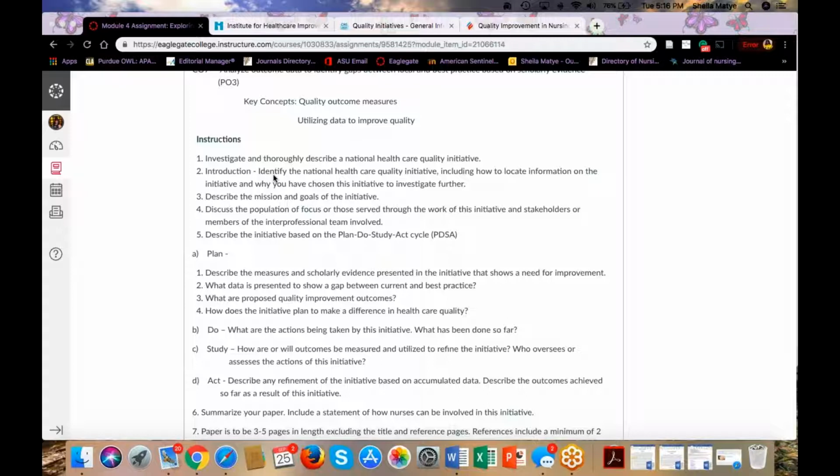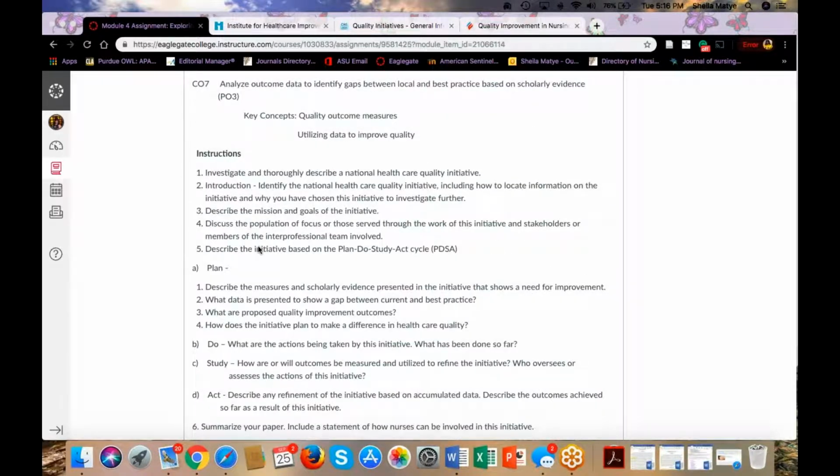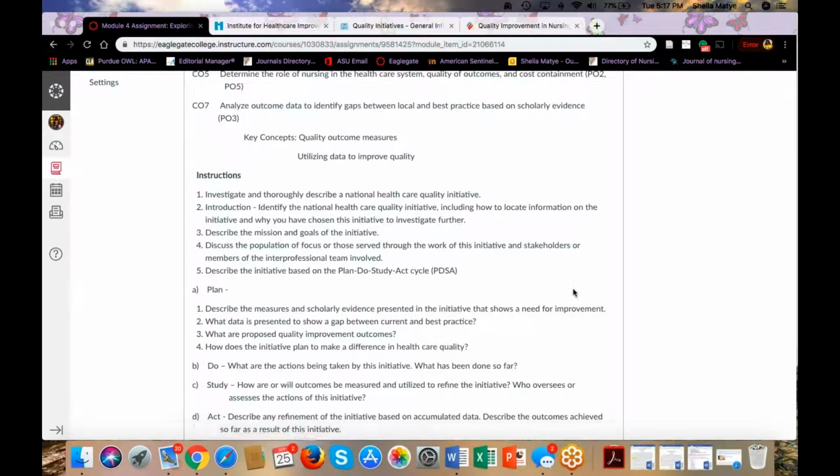That's a great question, because right here, identify the National Healthcare Quality Initiative. That is what you're doing with number 1. So I guess number 1 is the outcome of 2, 3, 4, 5, and 6. Because at the end, you're going to investigate and thoroughly describe that. That's what your paper is going to be about. Okay, got it. And that's an improvement that I can make for next time when I teach this class, because that makes perfect sense. It shouldn't be included like that, because number 1 is actually the introduction. I can completely understand where you're coming from on that.